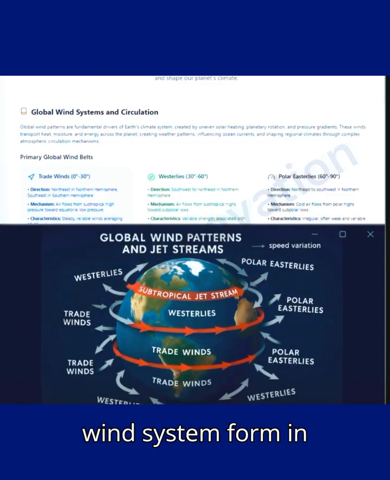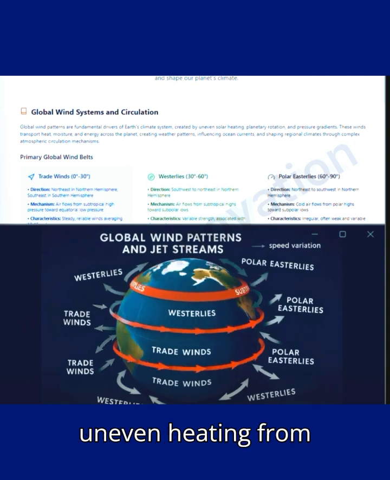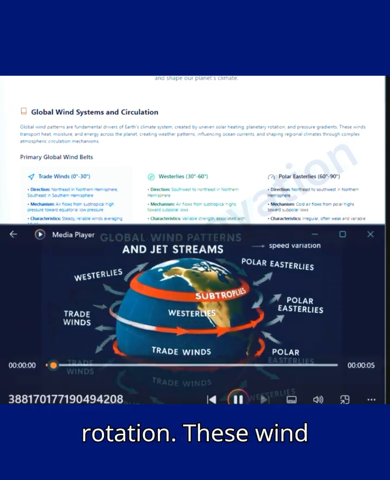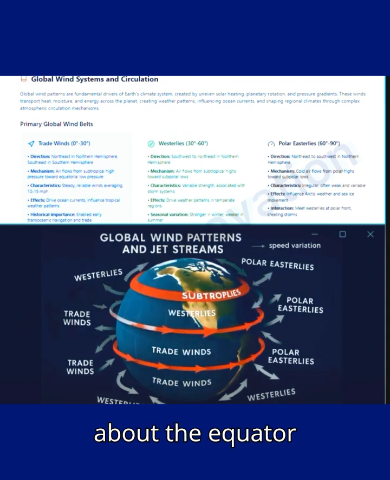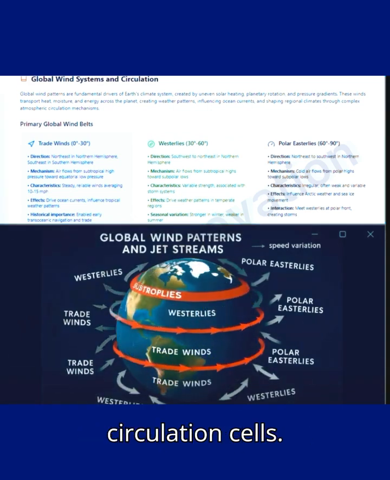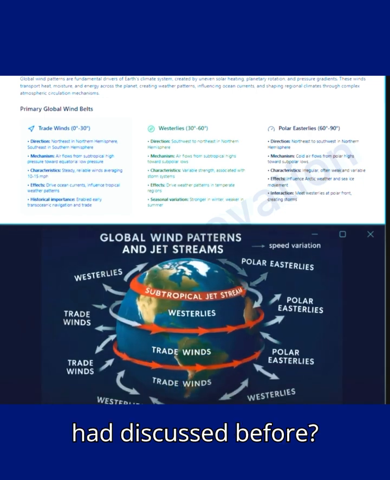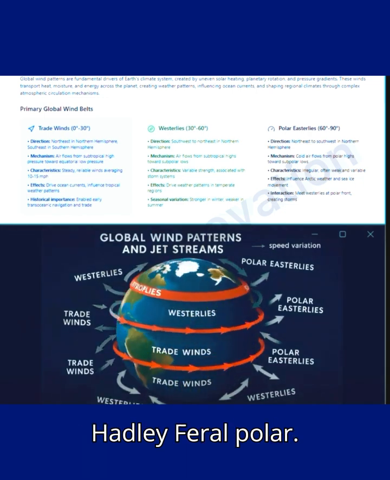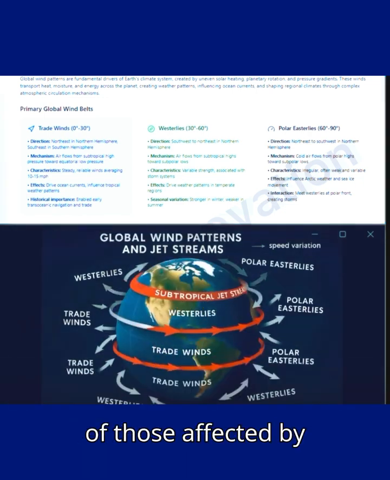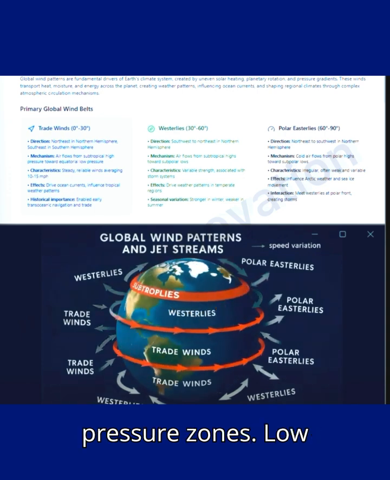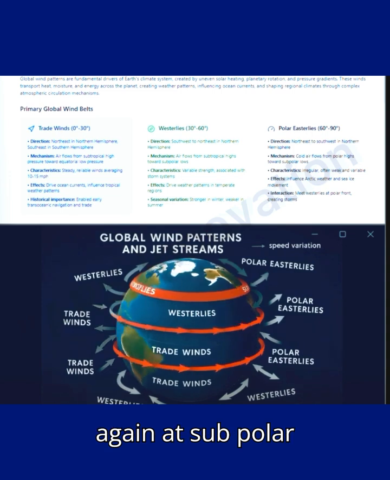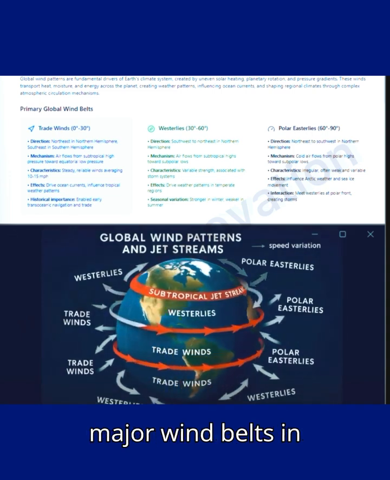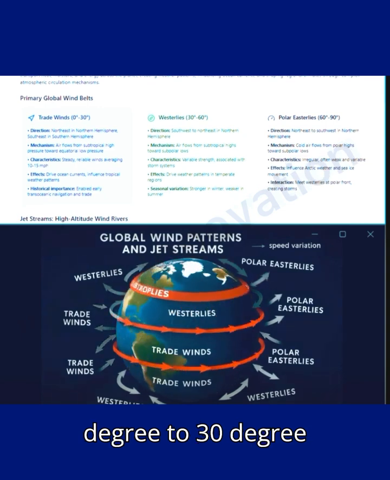So, wind patterns and phenomena. Global wind belt characteristics. The earth's wind systems form in large belts due to uneven heating from the sun and the earth's rotation. These wind belts are symmetrical about the equator, driven by atmospheric circulation cells. What are the atmospheric circulation cells we had discussed before? Hadley, Ferrel, Polar. These are the three types. It's also affected by pressure zones. What are pressure zones? Low pressure zones at the equator, high pressure zones at the tropics, and low again at subpolar latitudes. These are the three major wind belts in each hemisphere.